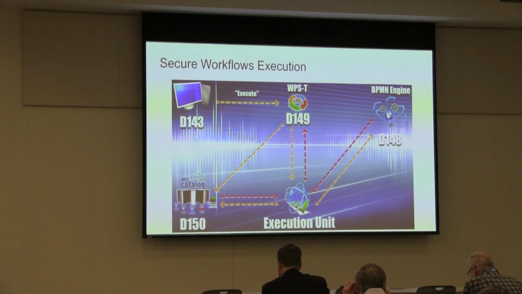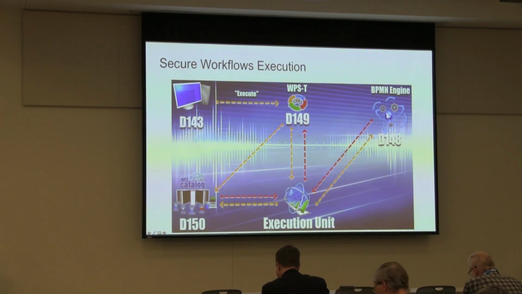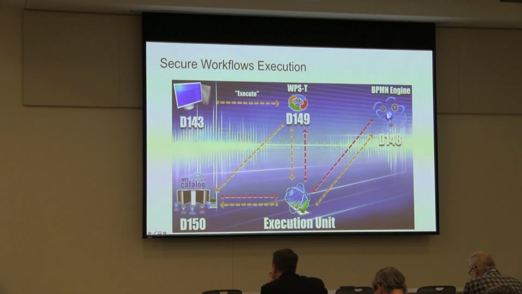So this slide shows the sequence of some messages that go across the different service components. There is a client, D143, that executes a WPS-T, which then interacts with an execution unit after trying to find whatever service is available in the catalog, and this execution unit was also supported by this BPMN engine.